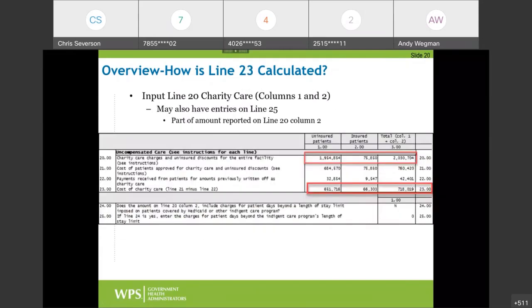Now, again, if there's a portion of the claim that's not covered or a portion of the stay that's not, if they exhausted the benefits, that portion of the claim doesn't have a deductible, coinsurance, or copay, so that gets moved over to uninsured.